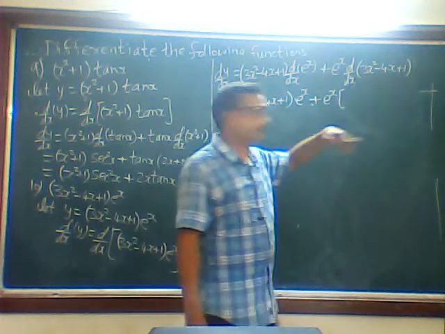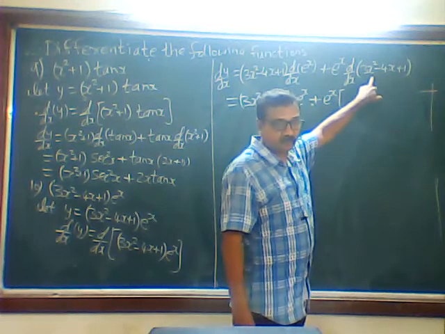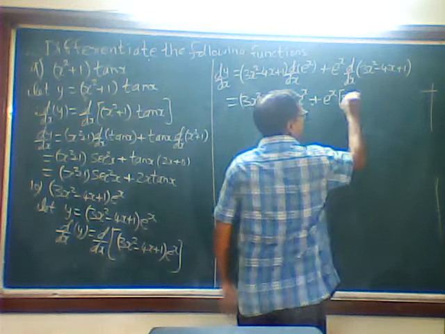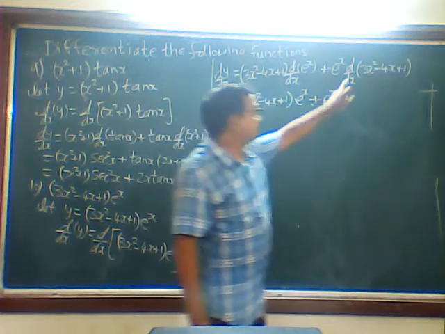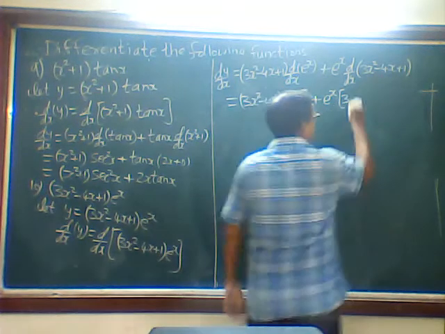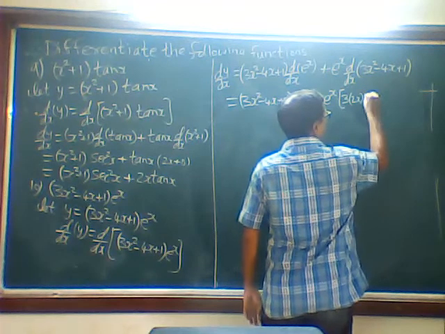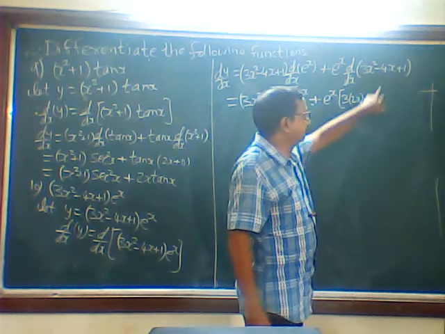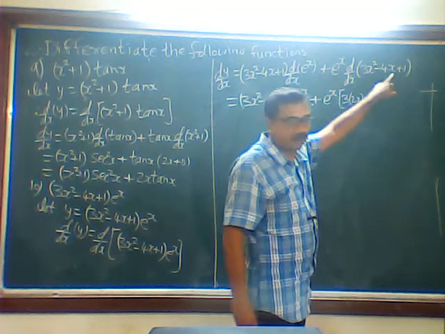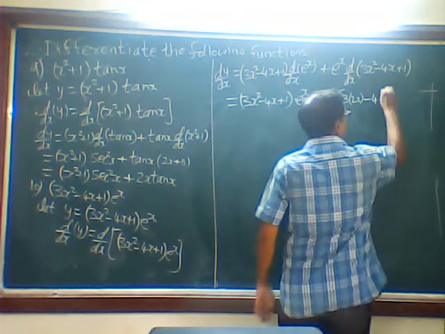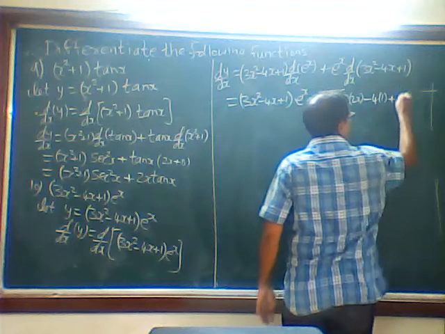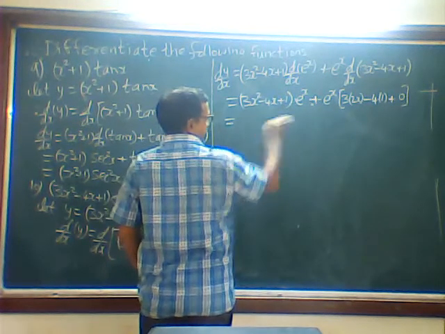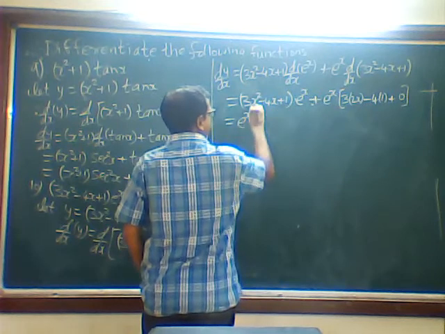Now listen carefully. d by dx of 3x square: 3 is a constant, I will write it as it is. d by dx of x square is what? 2x. I will write it as a small number, 2x. Minus 4x is there, d by dx: minus 4 is a constant, d by dx of x is what? 1. Plus d by dx of 1 is what? 0.